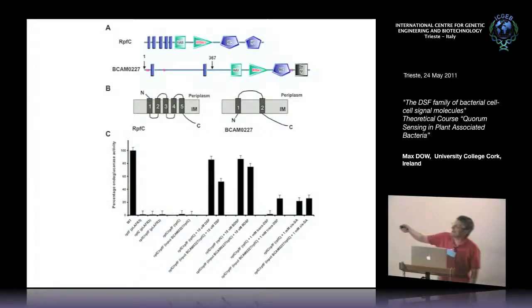Again, what we can do is these kind of domain swapping experiments. I don't want to go through the details of this. These domain swapping experiments show that this bit of the molecule here is actually responsive to DSF. When we do it in the Xanthomonas assay, making a chimeric protein with RPFC, it will recognize DSF. An important control, of course, is to show that if you put in the input domain of other sensor kinases, they don't actually work. So we have done those types of controls.